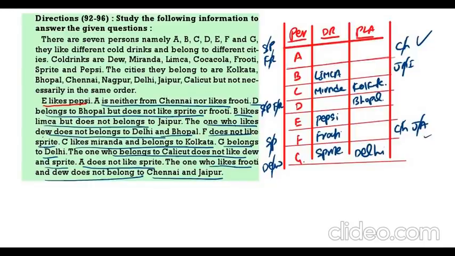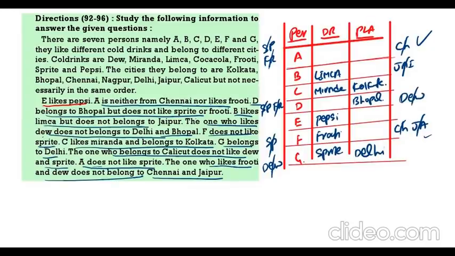Now we are left out with... A does not like Sprite. A is neither Chennai nor likes Fruity. D belongs to Bhopal but does not like Sprite or Fruity. B likes Limca, does not go to Jaipur. The one who likes Dew does not go to Bhopal also. That means D does not like Dew also.